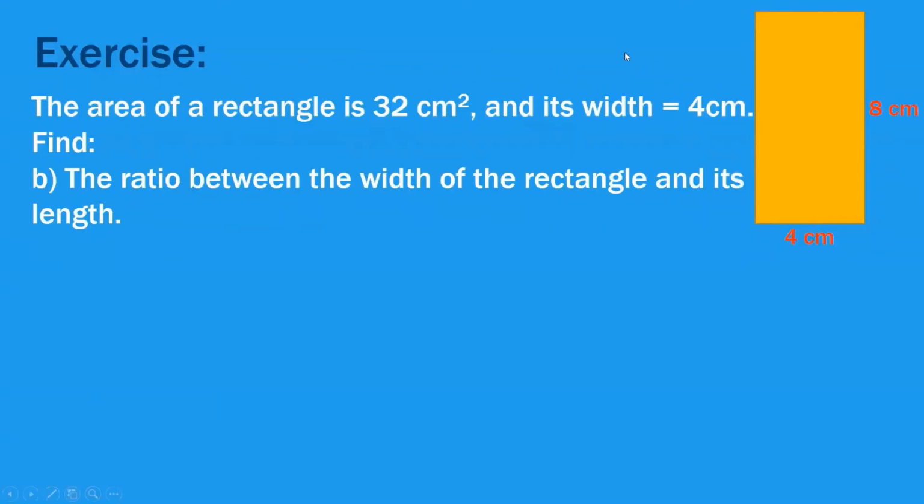B, find the ratio between the width of the rectangle and its length. The width to the length. The width equals 4 centimeters and the length equals 8 centimeters. So let's simplify. 4 and 8 can be divided by what? Both of them can be divided by 4. So 4 divided by 4 equals 1. And 8 divided by 4 equals 2. The ratio in its simplest form equals 1 to 2.